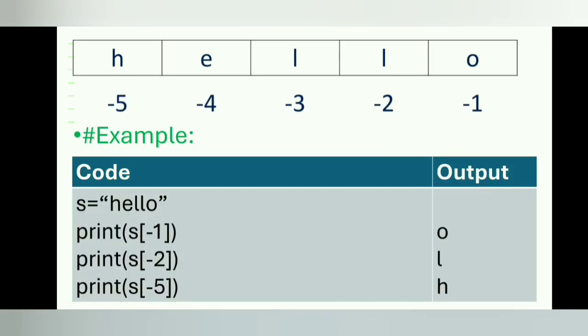Example. In this example, string hello is assigned to the variable s. Here we have used negative indexes to access individual characters in the string. In this case, we start counting from the right, that is from the last position to the first position of the string. -1 refers to the last index. Here -1 refers to the character o. -2 refers to the second last character l, and -5 refers to the first character of the string h. So the output will be o, l and h.